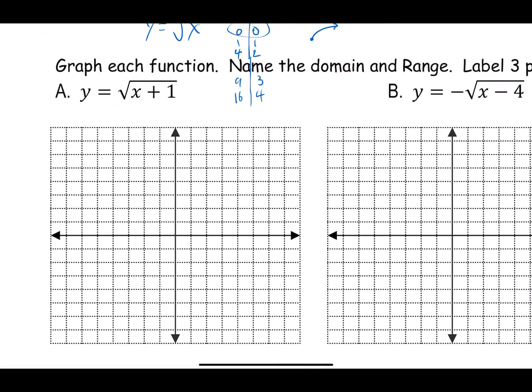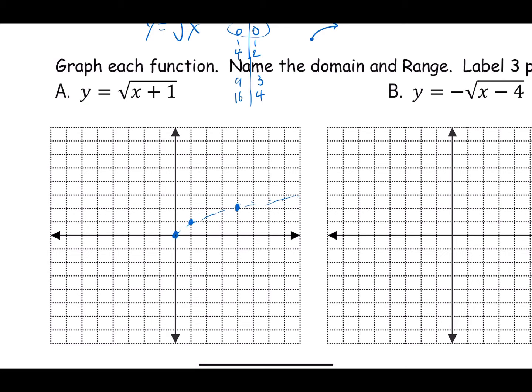Anyways, plug in 0, 0, 1, 1, 4, 2, 9, 3. Let's see. Does this graph go to 9? 4, 5, 6, 7, 8. No, it doesn't. Nah, I don't care. 3 points is enough. This is what its parent function would look like.